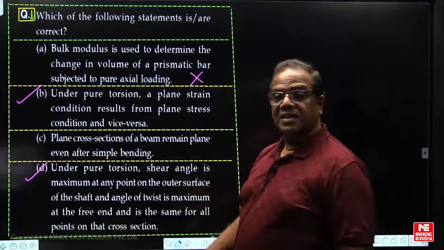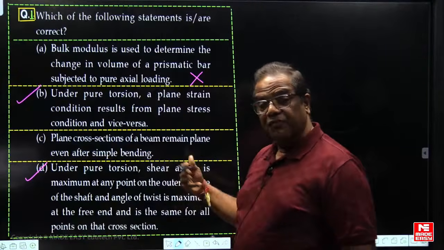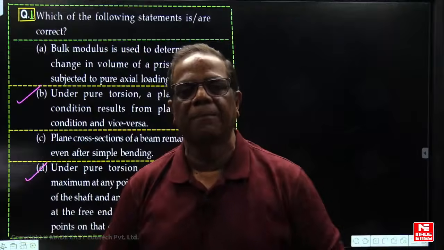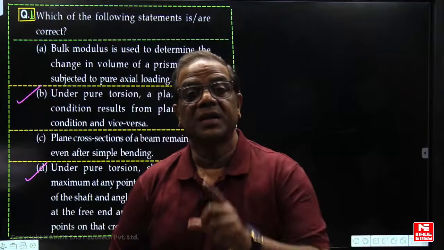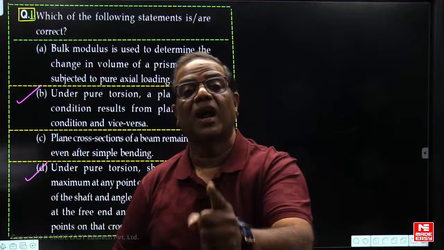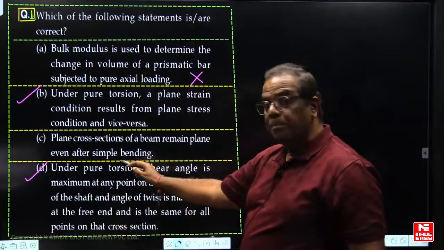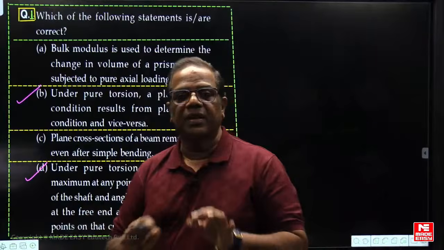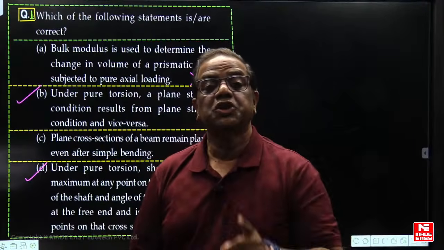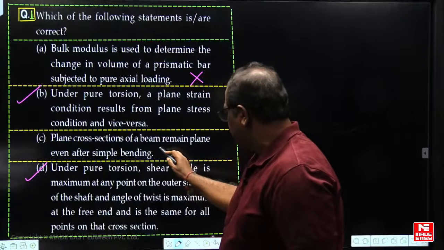Next, why is C incorrect? Everybody said C is correct. Plane sections of a beam remain plane even after simple bending. Most of the students said C is correct, but C is not the correct statement. C is correct under pure bending. Plane sections remain plane even after bending, but under which bending? Pure bending. But here simple bending was given. This statement is correct when shear force is zero and bending moment is constant. But what is simple bending? Shear force is non-zero and bending moment varies. So this statement is wrong.